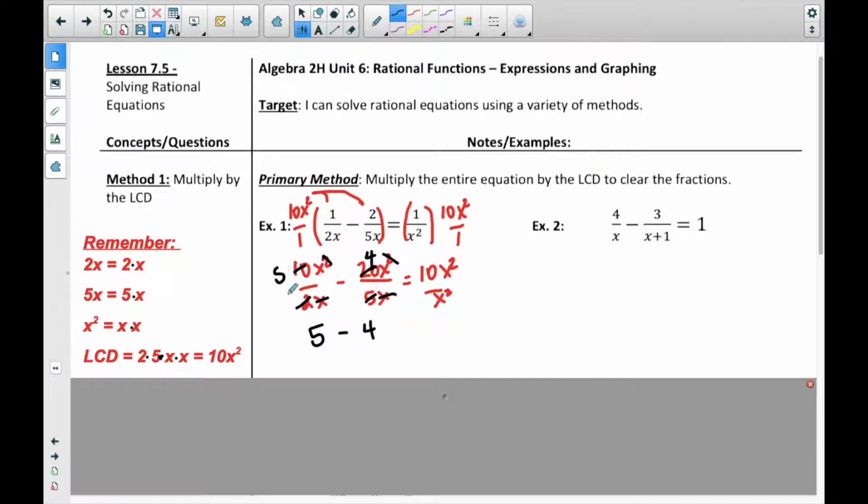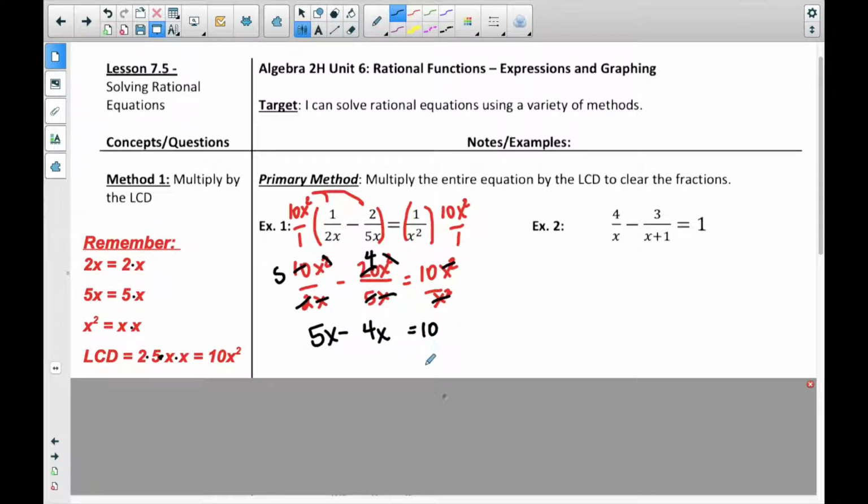Excuse me, back on the first term, I left that x. I forgot I had that x. I canceled out one of the x's because it was x times x, but one of them remains. So I do need that x, and the same thing over here. That x canceled, and one of those still remains, so I need my x over here. And on the right-hand side, my x squares cancel, and so I just get 10.